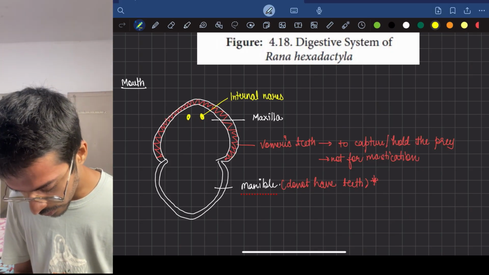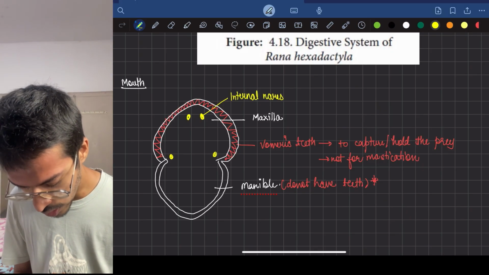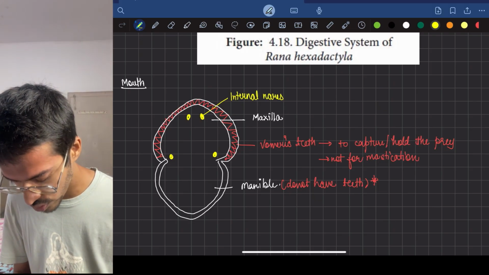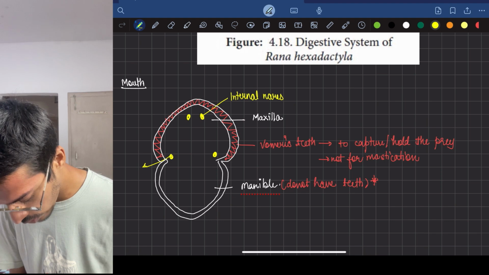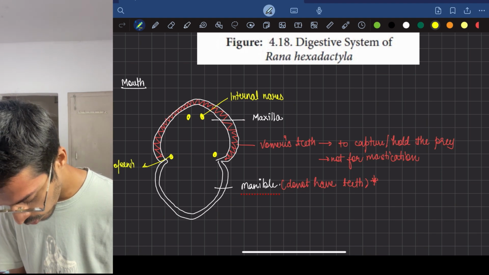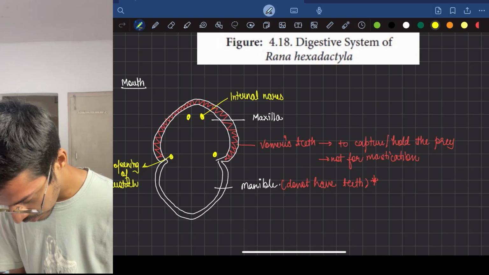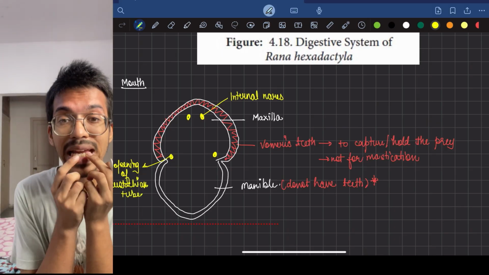After that, over here there is an opening of the eustachian tubes. Eustachian tubes help in balancing pressure. So these are the openings of the eustachian tube.